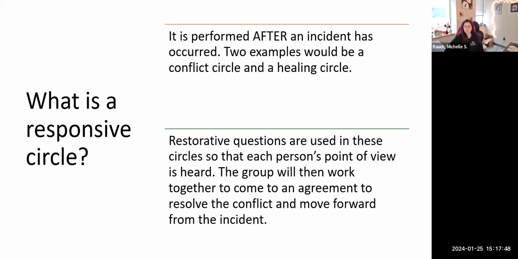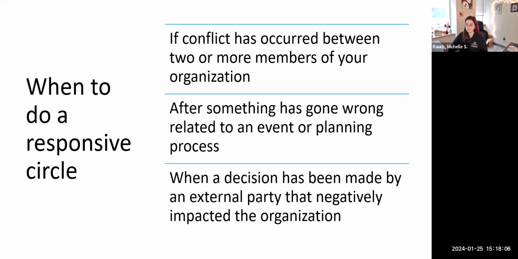But the restorative questions are used in these circles so that each person's point of view is heard, and then the group works together to come to an agreement to resolve the conflict and move forward from the incident. At its core, that's what a responsive circle is. So when do we do these things? When is it appropriate to do a responsive circle? It can be done in a couple of different situations.